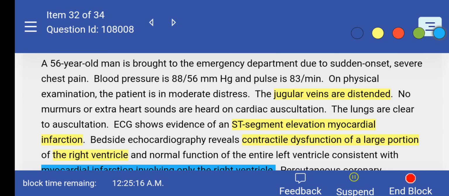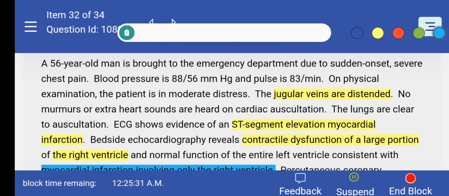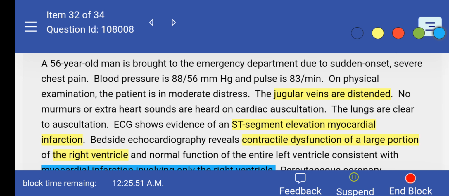The next question is, a 56-year-old man is brought to the emergency department due to sudden onset severe chest pain. BP is 88 by 56 mm of mercury. Pulse is 83 per minute. On physical examination, the patient is in moderate distress. The jugular veins are distended. No murmurs or extra heart sounds are heard on cardiac auscultation. The lungs are clear to auscultation. ECG shows evidence of ST segment elevation myocardial infarction.